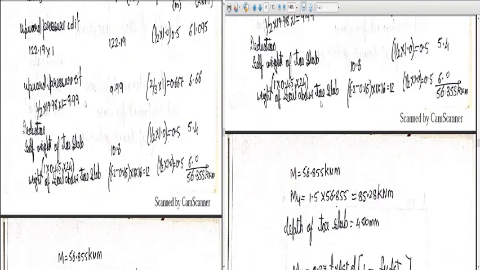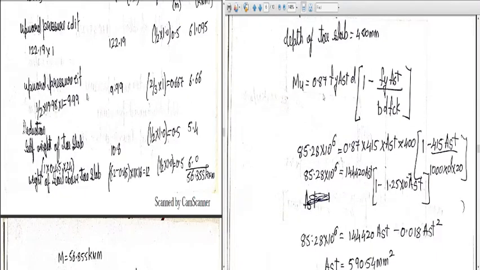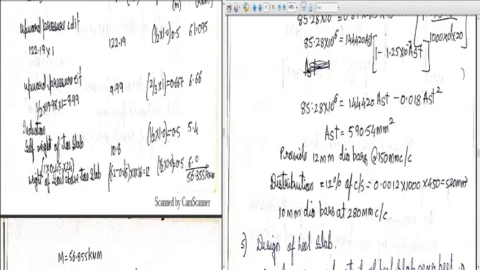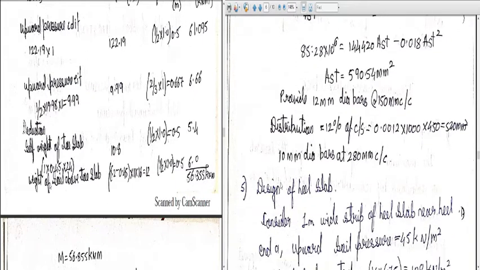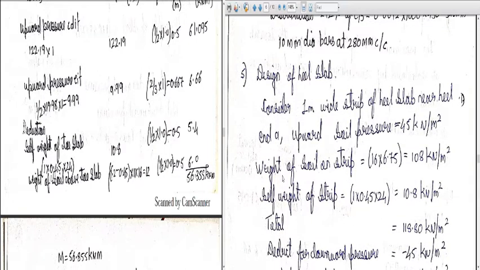So weight of soil about the toe slab is 1.2 minus 0.45 as shown in the diagram into 1 into density of soil. So this is the total moment occurring here. So moment 56.855 kN-m, and the ultimate moment is multiplied by the factor of safety. So depth of the toe slab is working out to be 400 mm and Mu is equal to 0.87 fy Ast d. So area we have provided 590.54. So providing 12 mm diameter bars at 150 mm center to center and distribution bars 10 mm diameter at 280 mm center to center. Now in the previous classes we have done till here.